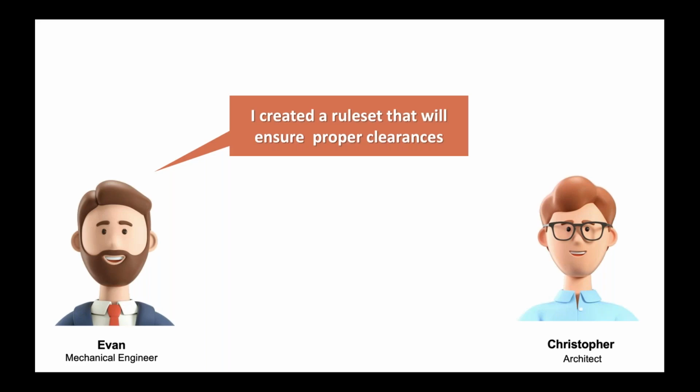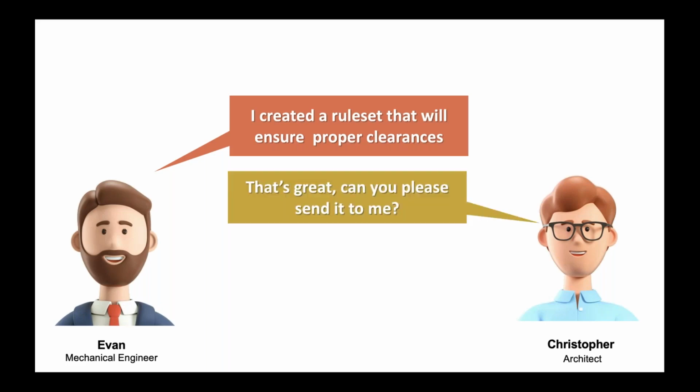So instead of letting this be a reactive issue, like whack-a-mole, waiting for it to come up and dealing with it, why doesn't Evan just do this ahead of time? What he's going to do is create a rule set that ensures proper clearances. Does the architect mind? No, because he wants the same thing Evan wants. He wants the building to work.